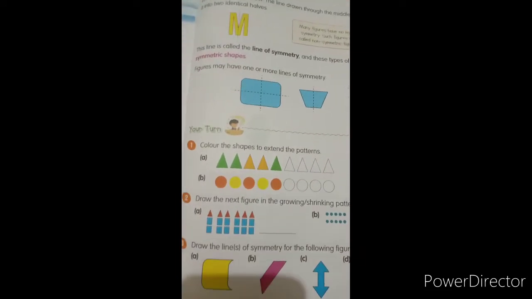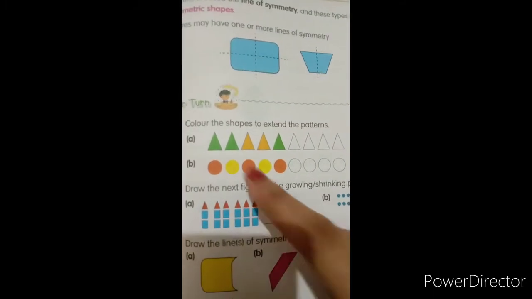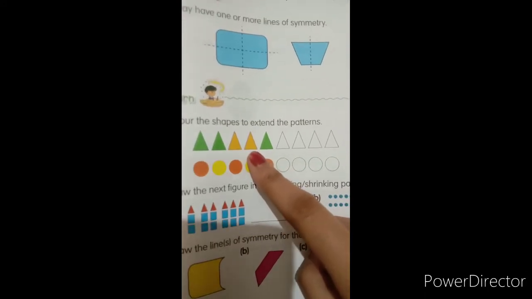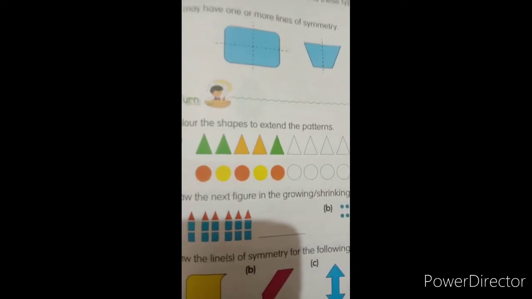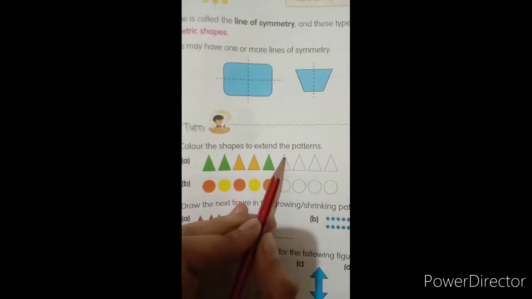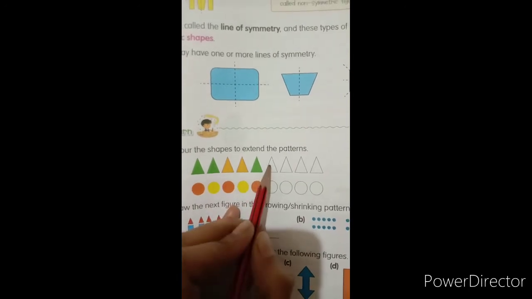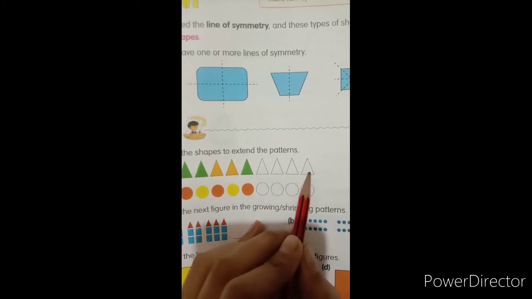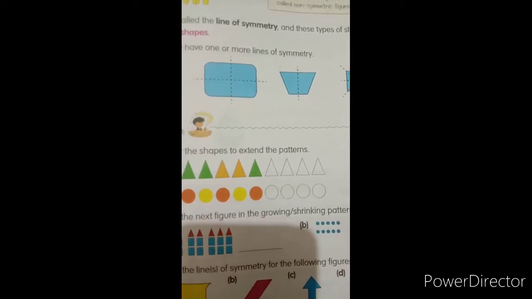Then next is a work for you. First of all, color the shapes to extend the pattern. In the first pattern, there are 2 green squares, then 2 yellow squares. This is mustard color. Then again 1 green. That triangle is also green, then this is also green. Then again 2 triangles are mustard color, and again that triangle is green. I hope you understood this pattern.